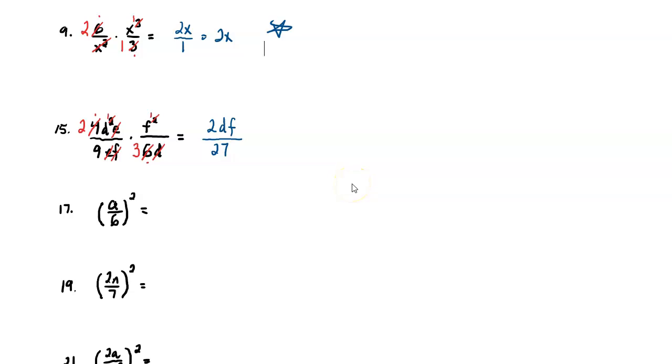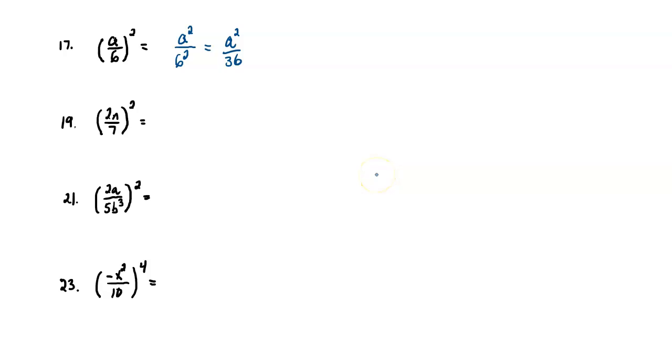Now, number 17. This problem has a different structure. This is our second rule. This is about raising a fraction to a power. You raise the numerator to the power, and you raise the denominator to the power. 6 to the second power is 36.